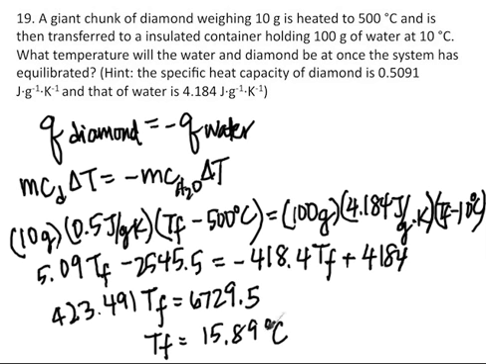So you can see that water has such a high heat capacity that, even though the diamond was 500 degrees Celsius, the temperature is ultimately lowered by so many degrees, by 585 degrees, to 15 degrees Celsius, because there was so much water, and water has such a high specific heat capacity. Therefore, it can absorb a lot of heat before its temperature rises.